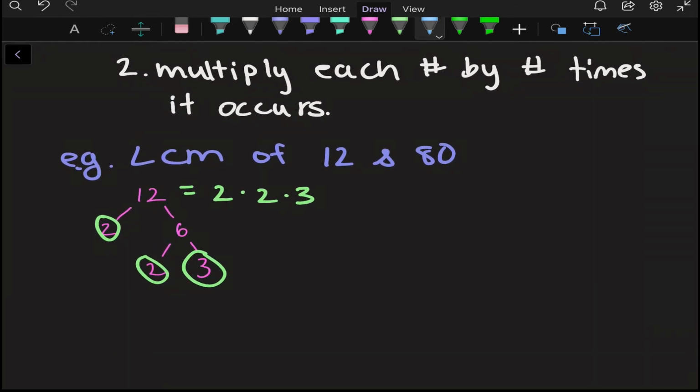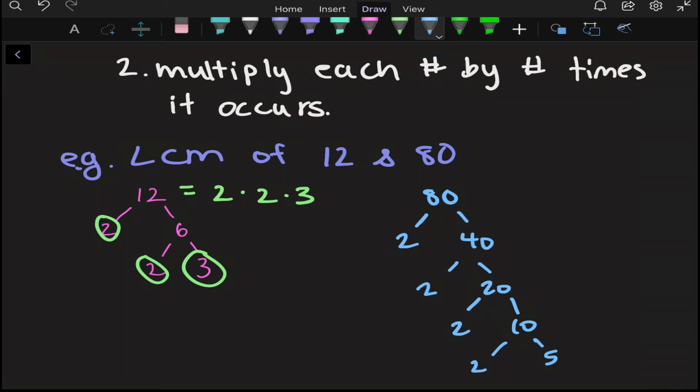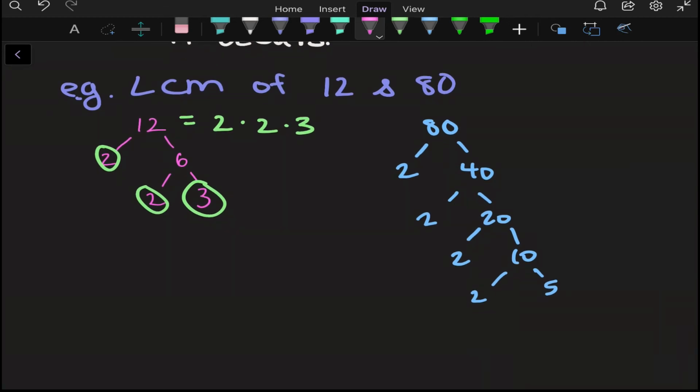Now we also have to do 80. 80 to 40 to 20 to 10 and 2, 5. Okay. So then 80 is 2 times 2 times 2 times 2 times 5.